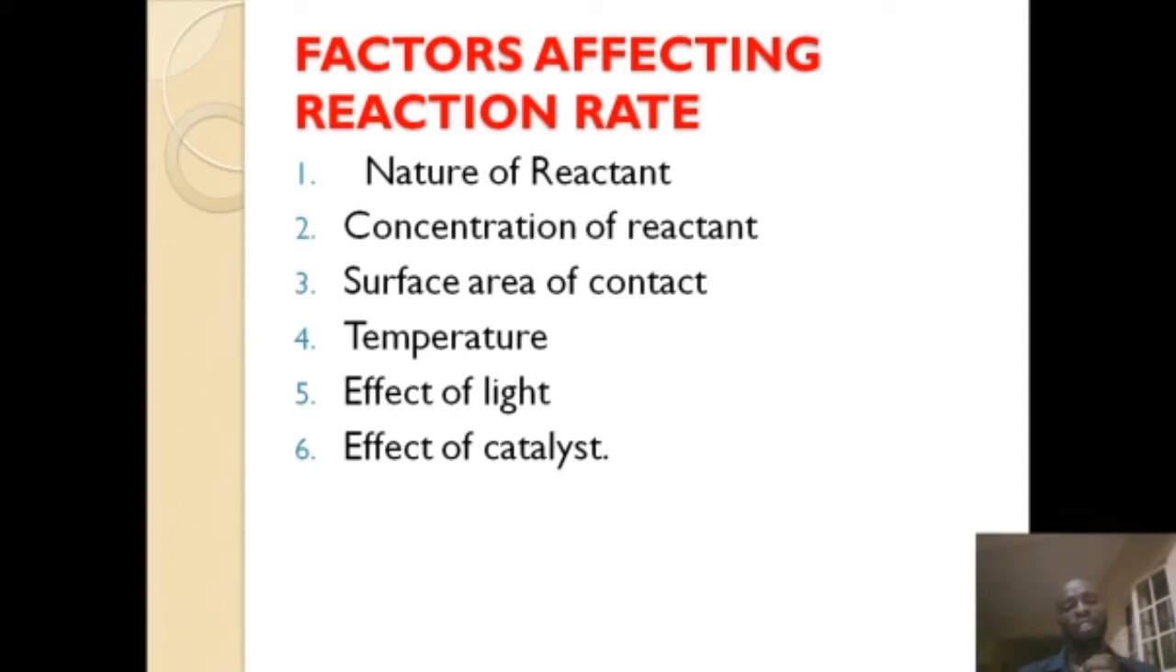Nature of reactant. The type of reactant, or the nature of the reactant, also affects the rate of a chemical reaction. Let's go back to the activity series, where I told you that the most reactive metal is potassium. Potassium being the most reactive metal, it readily displaces hydrogen from its compounds. We have also done displacement reactions.